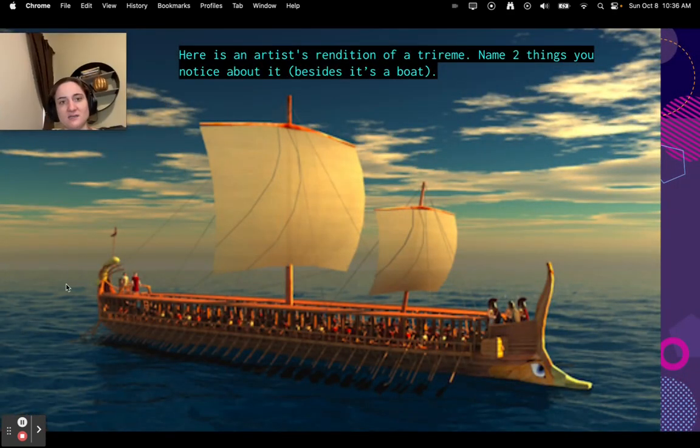So here is an artist's rendition of a trireme. Name two things you notice about it besides being a boat. I already know it's a boat. Give me two other details.